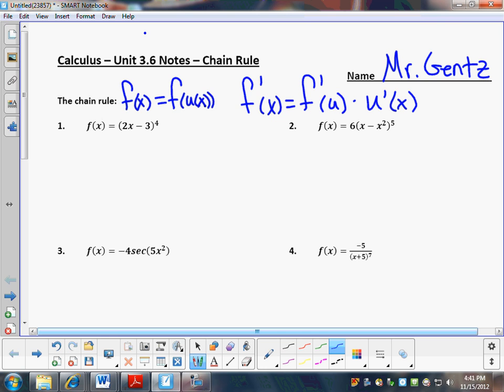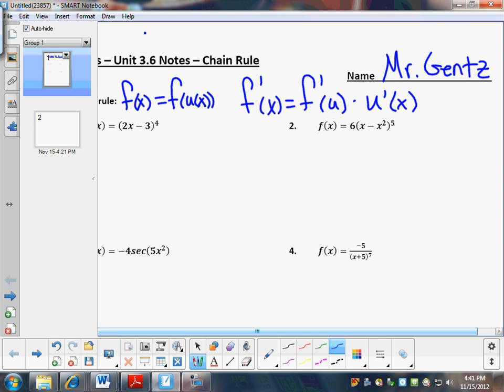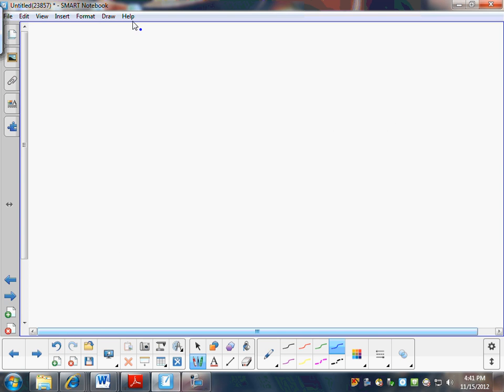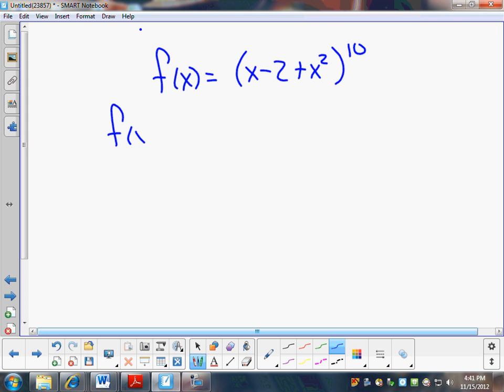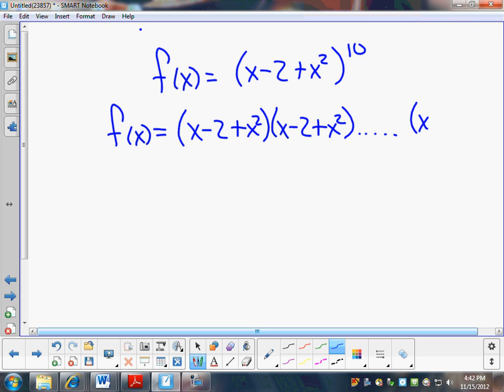Now, why is the chain rule important? Well, if we have a function, say f of x is equal to (x minus 2 plus x squared) to the 10th power, and you want to find the derivative, first you need to rewrite f of x as (x minus 2 plus x squared) times (x minus 2 plus x squared) times (x minus 2 plus x squared), 10 times.